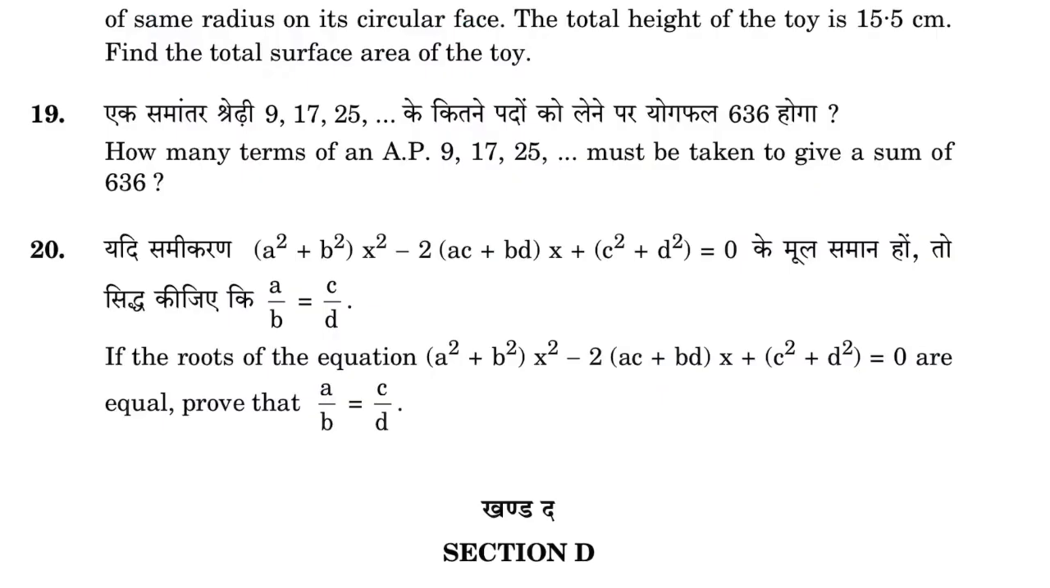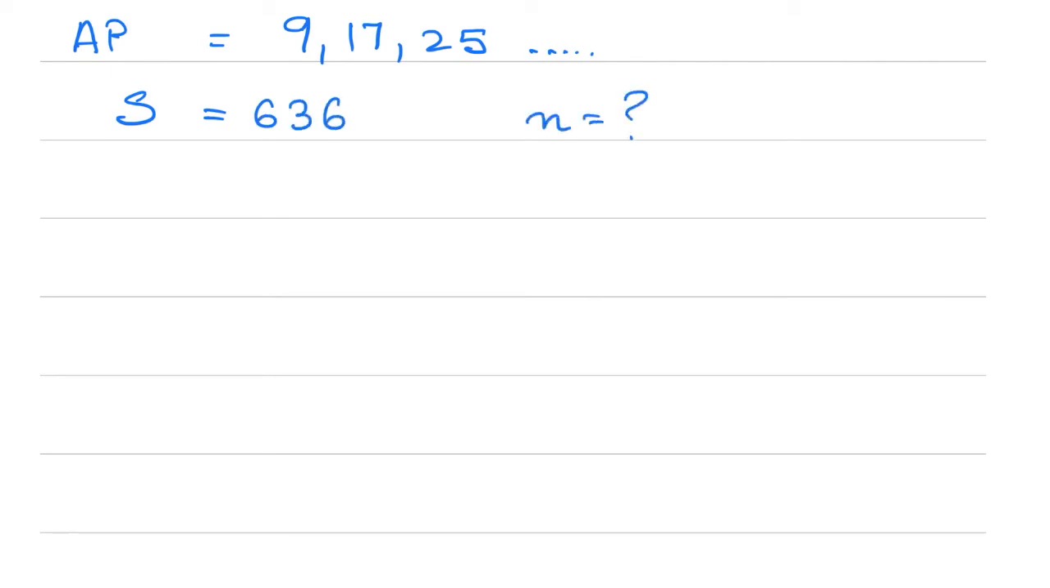19th question. In this question we are given an AP as 9, 17, 25 and so on, and we are also given the sum as 636, and we have to find the number of terms whose sum is 636.